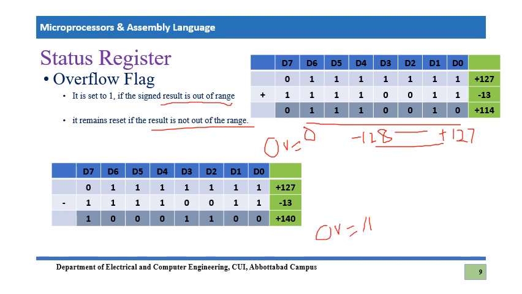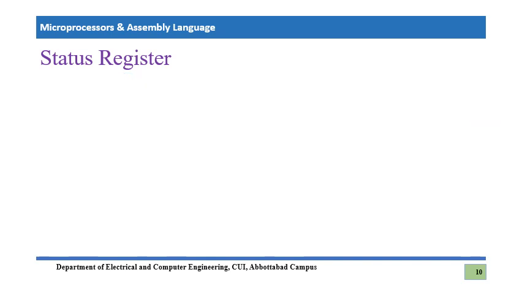So that is a very useful flag which indicates to the microprocessor that you have performed a certain operation, but it doesn't fall under the right range, so there must be some overflow and some information is misleading. That is the indication given by this overflow flag. I hope you have understood this.